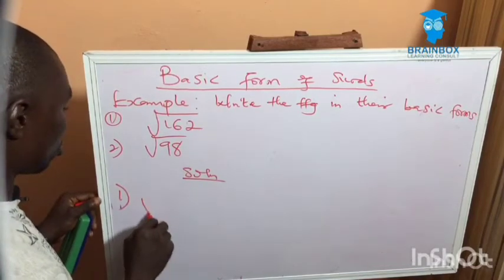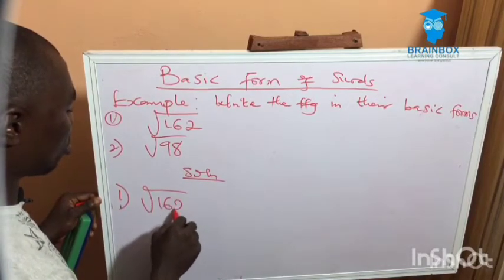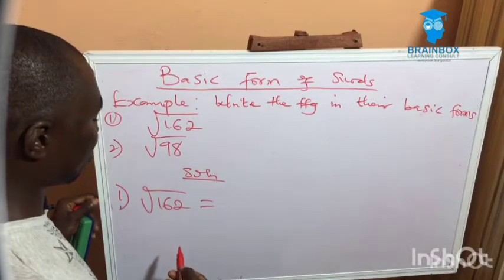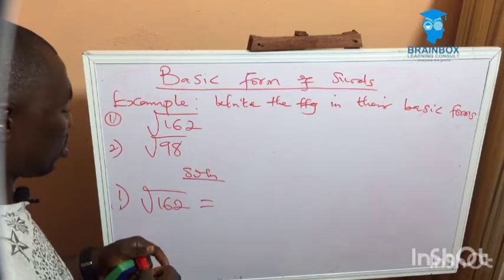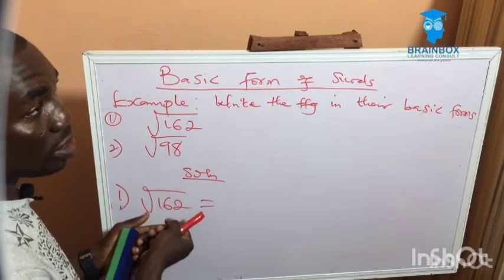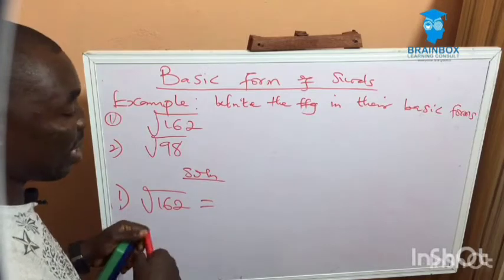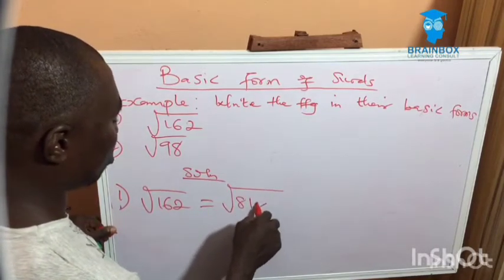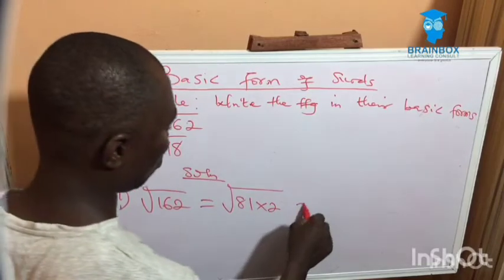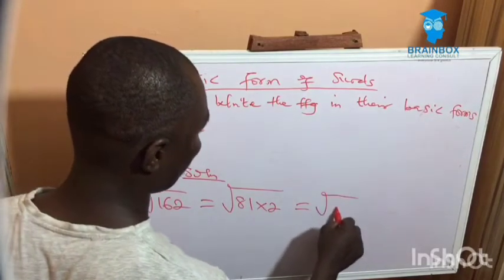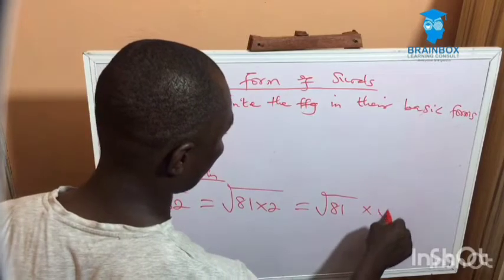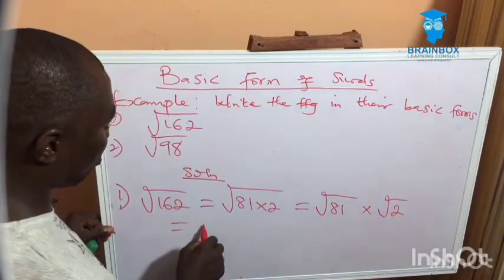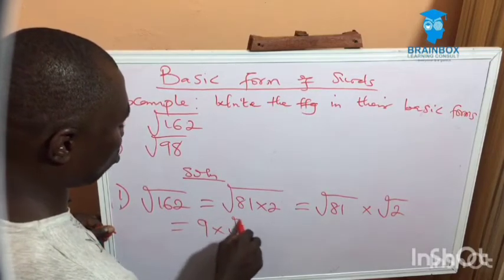So this is root 162. Of course, you agree with me that, like I've always said, you always look for the perfect square number inside these values, and that will be 81 times 2. Root of 81 times 2, according to the law, is root 81 times root 2. Root 81 will be giving us 9, times root 2.